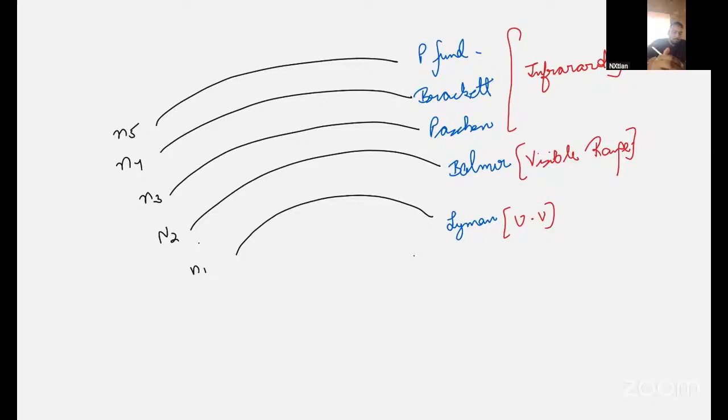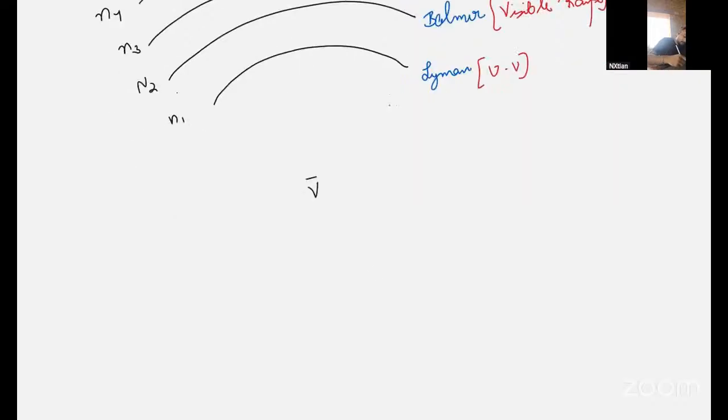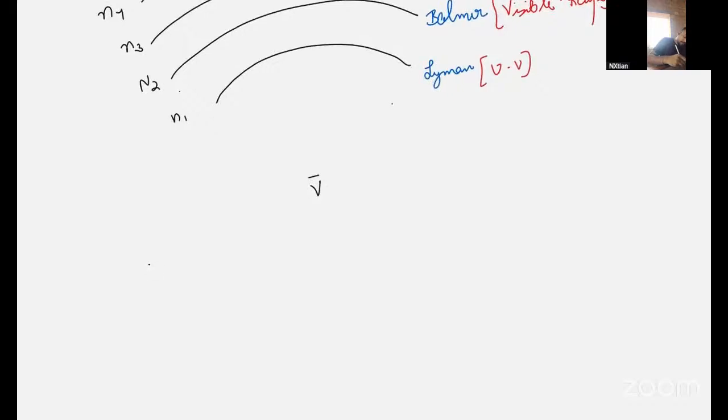Okay. So we have one formula. Can you write it down with me? This whole thing after the infrared, and then I will tell you what to write. That is nu, like wave number. I'll write here: nu bar, which is called wave number, is equal to RH into 1 upon N1 square minus 1 upon N2 square.